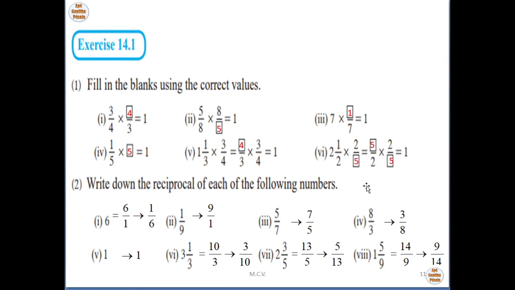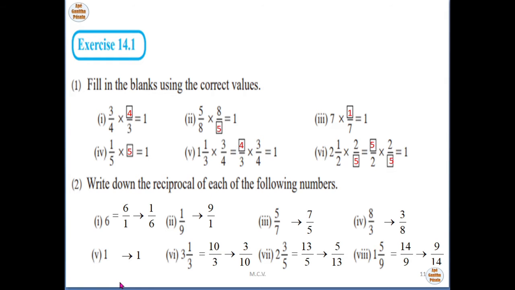Next one, Roman number 3, 5 over 7. What is the reciprocal of 5 over 7? Interchange numerator and denominator. Then the reciprocal of 5 over 7 is 7 over 5. Roman number 4, 3 over 8, reciprocal 8 over 3. Reciprocal of 1. In 1, the numerator and denominator are 1. 1 can be written as 1 over 1. So when you interchange the numerator and denominator, you will get 1 over 1. That means 1. So the reciprocal of 1 is 1.